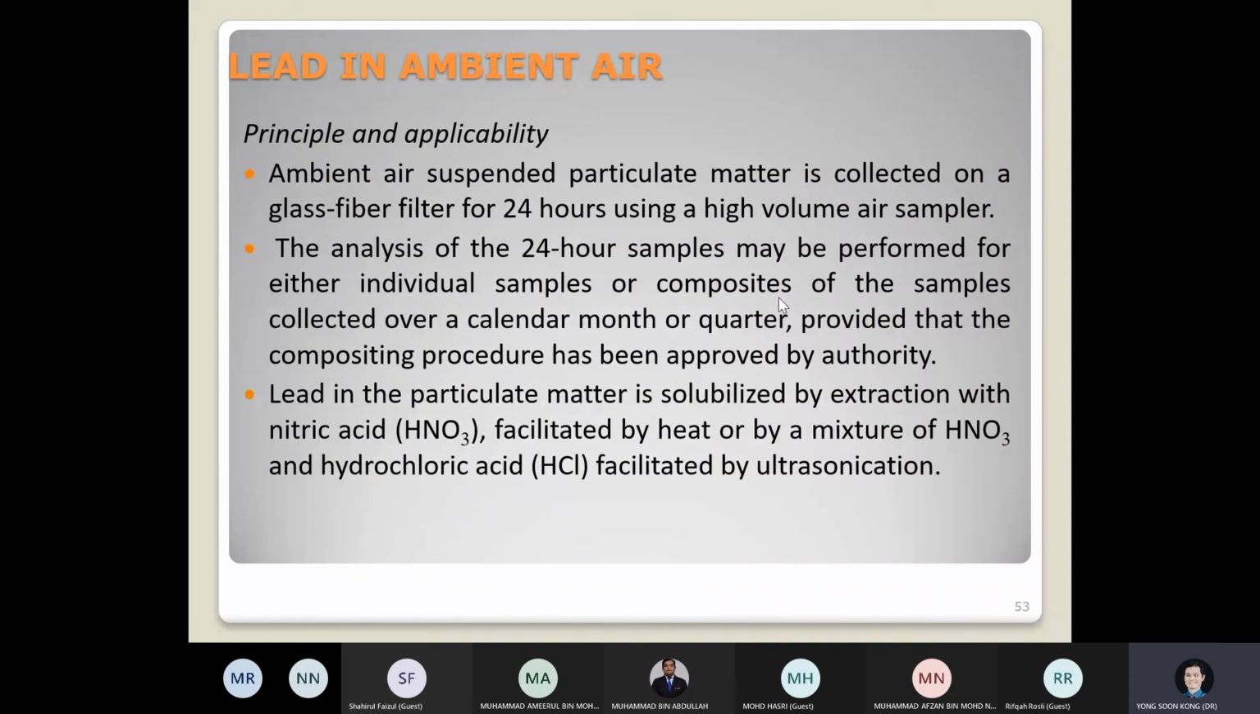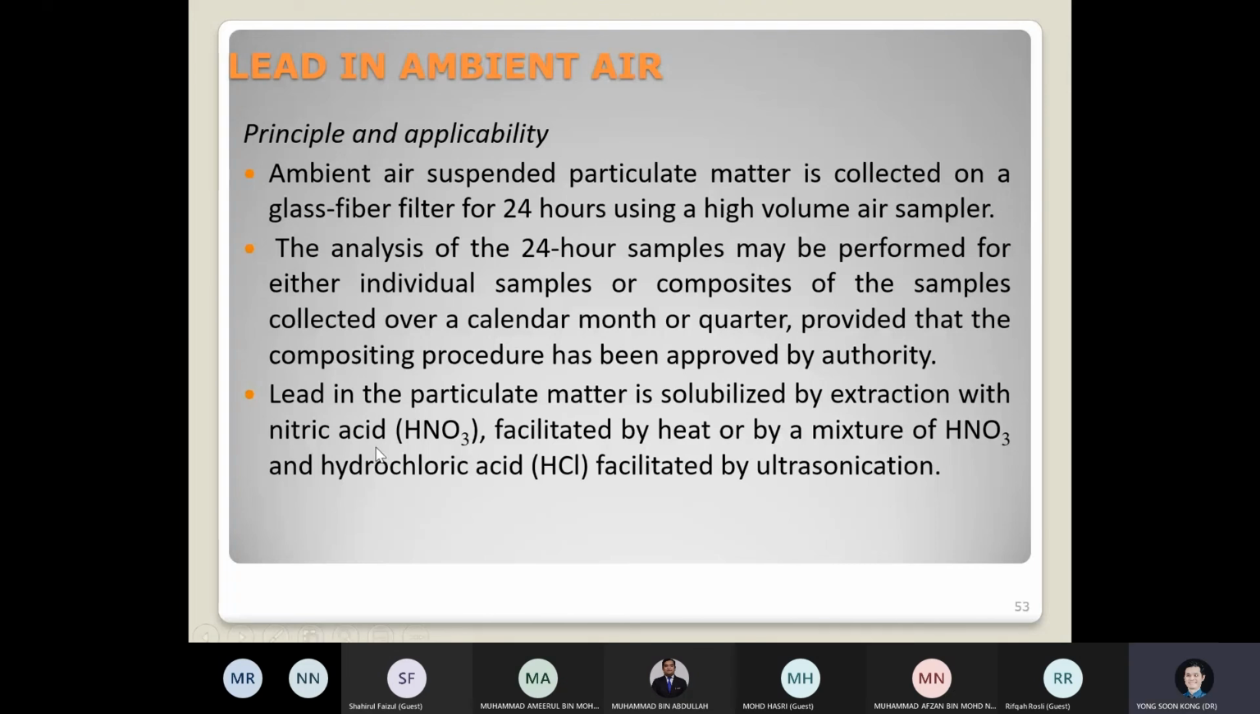So the same dust that you used to determine total suspended solid, you collect it, and then you digest. You digest using nitric acid. All that dust is going to dissolve in the nitric acid, and after that you determine using ICP how much lead is inside this nitric acid.